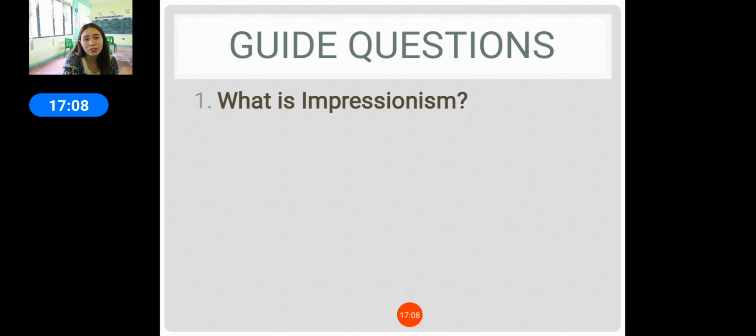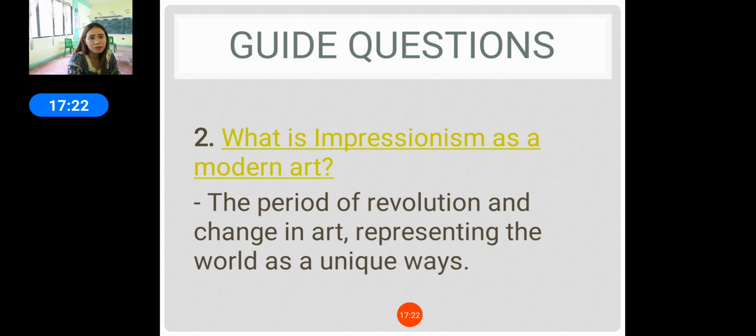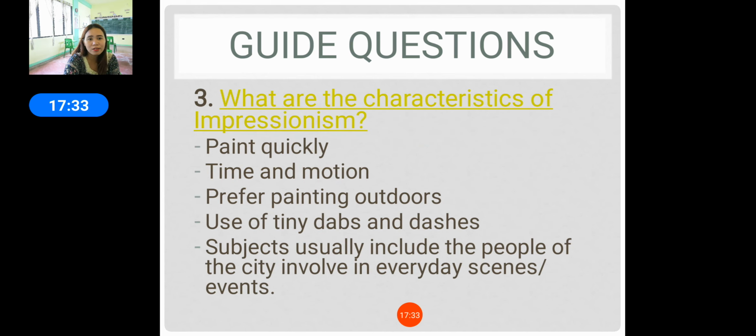Okay, let's go back to our guide questions. What is Impressionism? It is characterized by the visual impression of the moment in terms of the shifting effect of color and light, for example, nature's landscape. Number 2, what is Impressionism as a modern art? The period of revolution and change in art, representing the world in a unique way. What are the characteristics of Impressionism? Paint quickly, time and motion, prefer painting outdoors, use of tiny dabs and dashes, and subjects usually include the people of the city involved in everyday scenes or events.